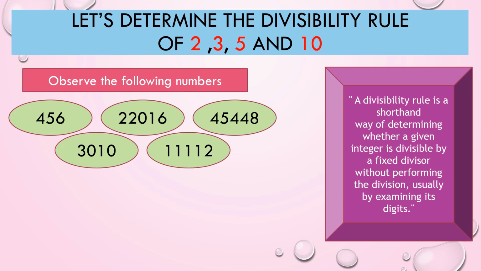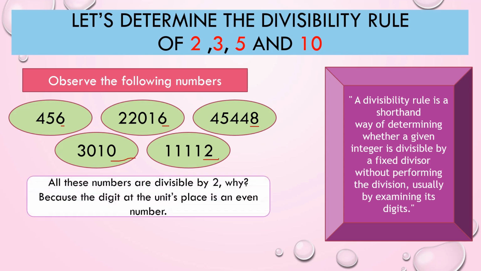इन सब के अगर आप लास्ट डिजिट को देखें, द डिजिट एट द यूनिट्स प्लेस इज एन इवन नंबर. 6 इवन है, 8 इवन है, 0 इवन है और 2 भी इवन है. अब इन नंबर्स के बारे में मैं कह सकती हूँ कि ये तमाम नंबर 2 से एब्सोल्युटली डिविजिबल हैं. मतलब कि अगर मैं इनको 2 से डिवाइड करूं, दे विल लीव नो रिमाइंडर. कुछ रिमाइंडर नहीं बचेगा, कंप्लीटली डिवाइड हो जाएंगे. क्यों? क्योंकि द डिजिट एट द यूनिट्स प्लेस इज एन इवन नंबर.